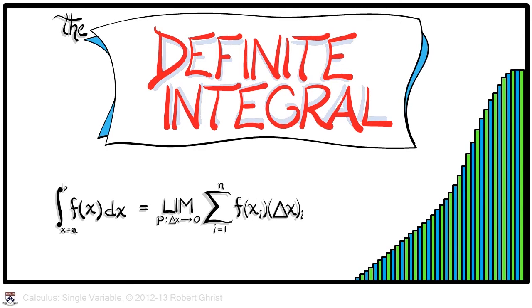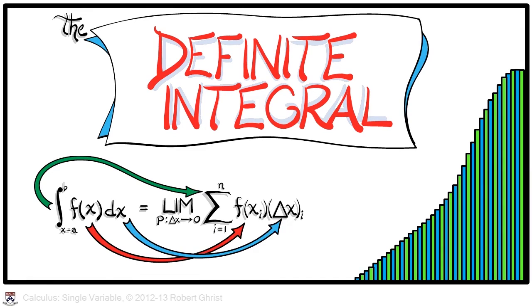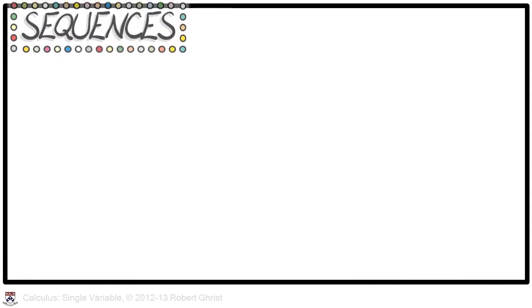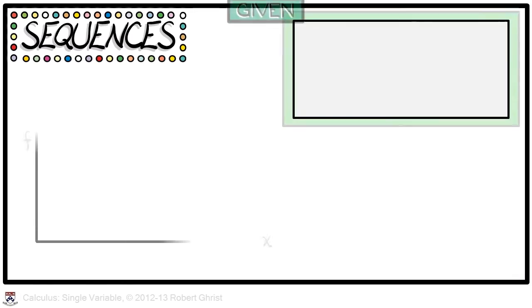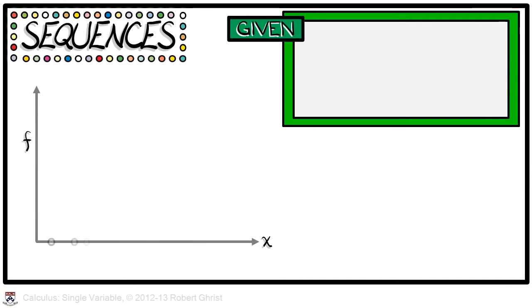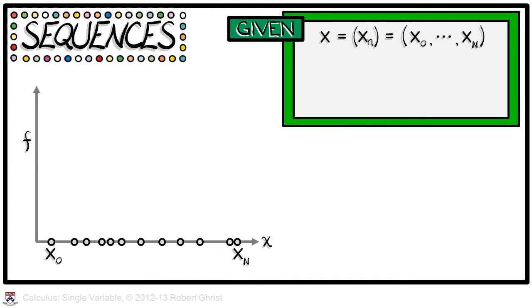However, even the very definition of the definite integral in terms of a limit of Riemann sums invokes the language of discrete calculus using what looks like a forward difference. Let's explore how sequences enter the picture. Let's assume that one is given a sequence of x values, x sub n, going from, say, x naught to x capital N. This is bounding our domain of integration.